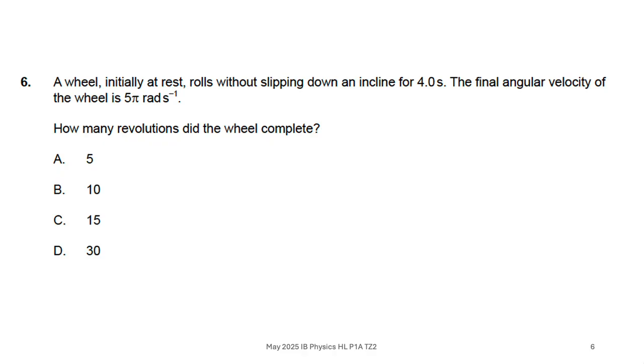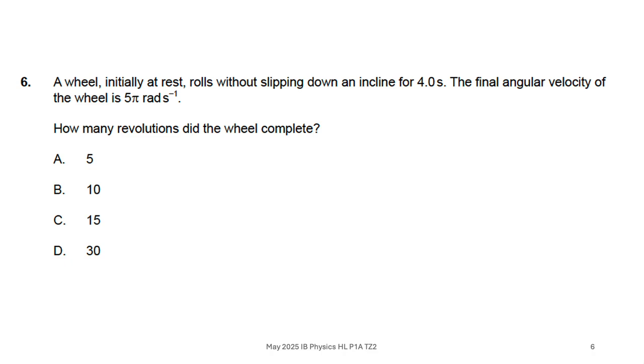I would very much put this into the classic question kind of bracket. I've seen this kind of question many times, so it's really good if you've got an idea about how to do this one. We know that the wheel's at rest and it's rolling without slipping down an incline for 4 seconds. We're told the final angular velocity, and we want to know how many revolutions this completed.